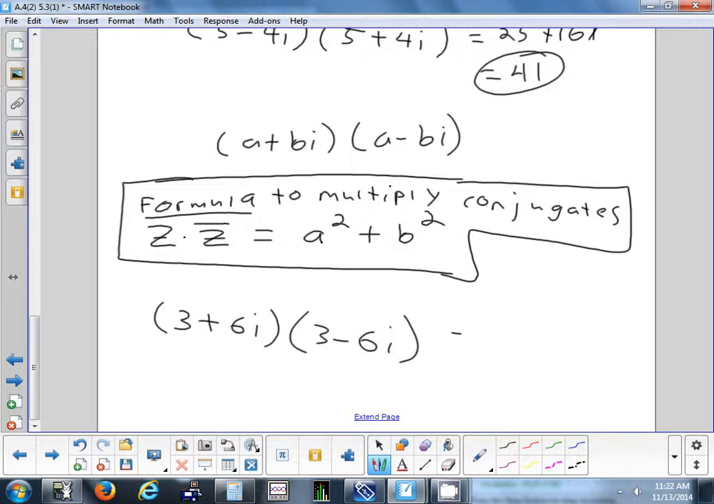Okay, so to do this out without foiling, using the trick, what's the first thing I would do? Square the 3. Yep. What else? Square the 6. And then add them up. 9 plus 36, the answer is 45. If you want to FOIL it, go ahead, but you'll see that everything cancels out.